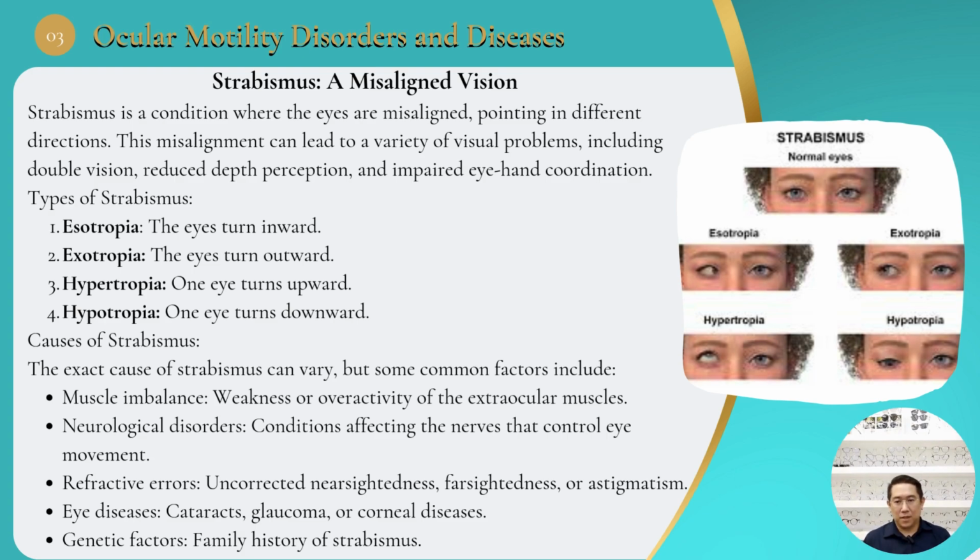The causes of strabismus vary, including muscle imbalance in the eyes, neurological conditions affecting nerve control, uncorrected refractive errors like nearsightedness or farsightedness, certain eye diseases, and genetic factors. Each of those factors can interfere with the coordinated movement of the eyes, leading to misalignment.